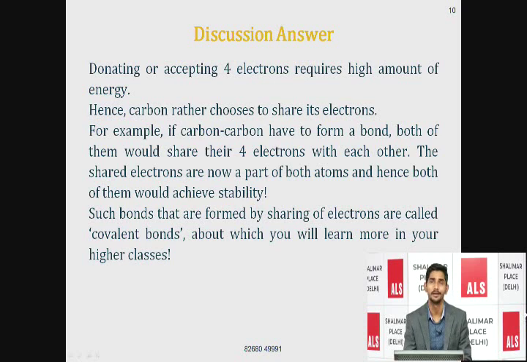And yes, the bonds formed by the sharing of electrons are known as covalent bonds, whereas the bonds formed by the donating and accepting of electrons are known as ionic bonds. So carbon forms covalent bonds, not ionic bonds. And yes, let's move on. I hope nobody has any doubt.